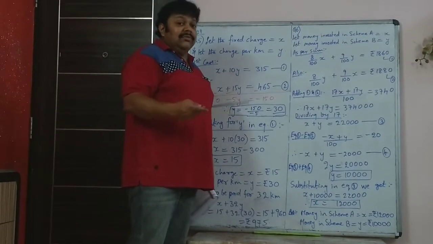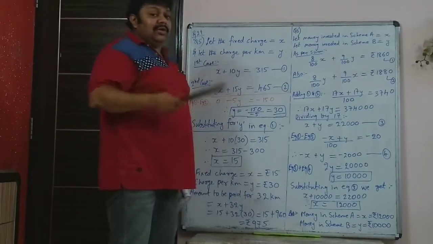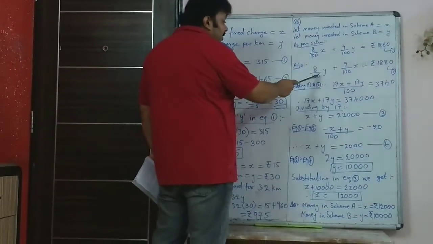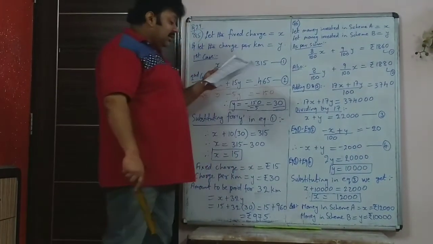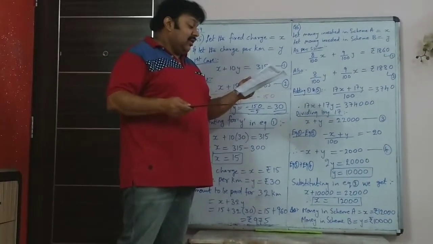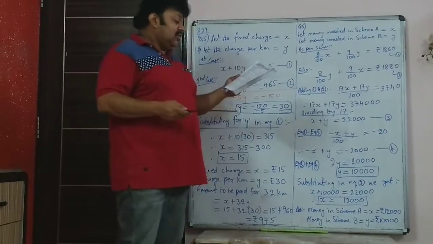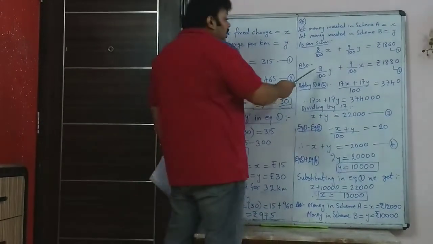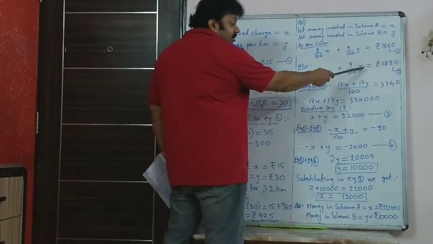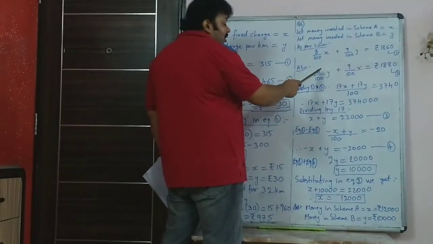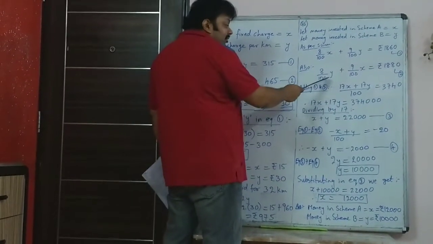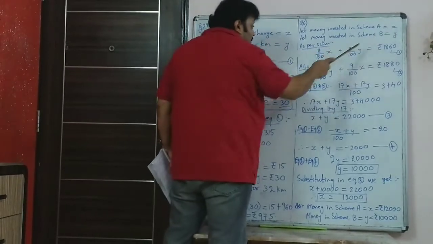Now in the second case, what he has done, he has interchanged the amount invested. So in A, it is Y, so 8% he is getting on Y. It is given that, however, if he interchanges the amount of investment in the two schemes, now in scheme B he is investing X and in scheme A he is investing Y. So 8% interest on Y rupees now.